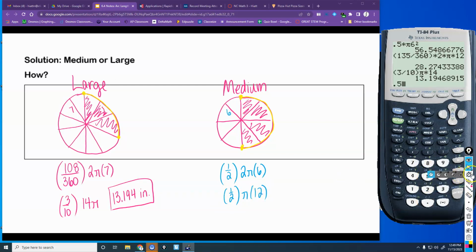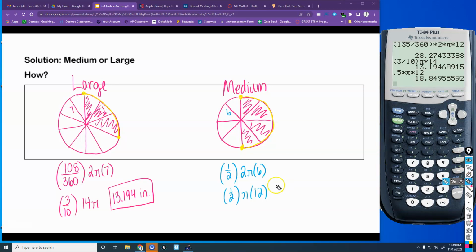And so if we do 0.5 times pi times 12, we're going to get 18.84. Well, actually 18.85. We'll round that up. Inches of crust. So overall, our medium is our better choice in both of these options.